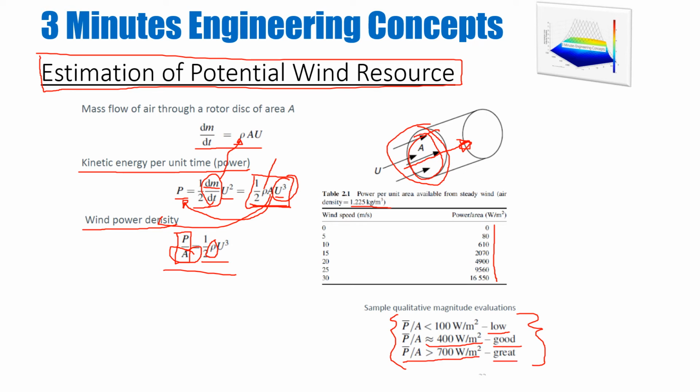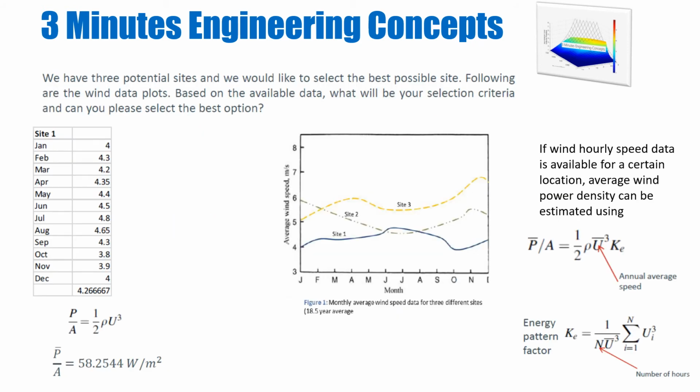Again, these values are just ballpark figures and they may change from one book to another book, one area to another area. So this slide is just to give you a quick example on how you can use that power density relationship to see which site is the best or most suitable site for your wind farm.